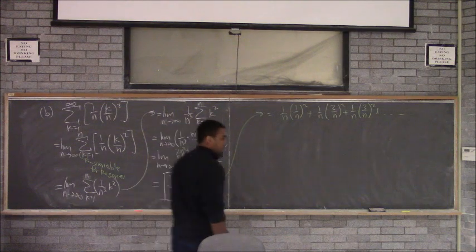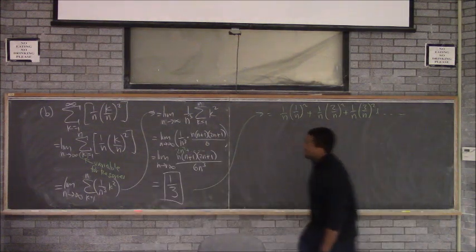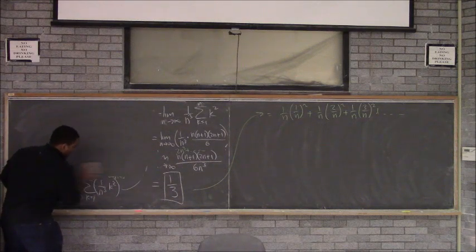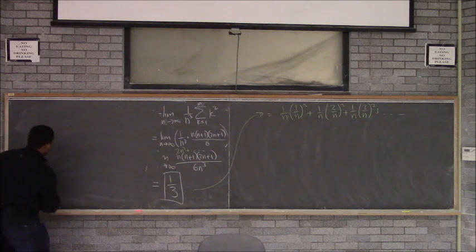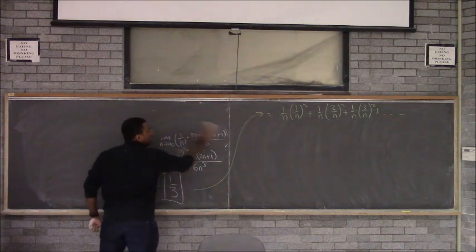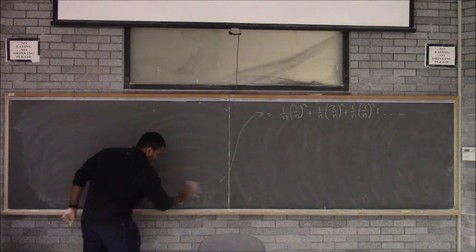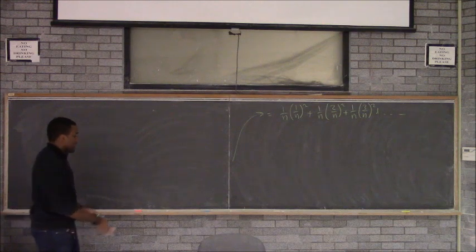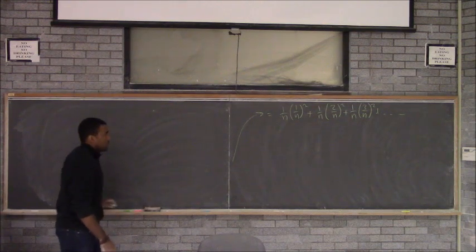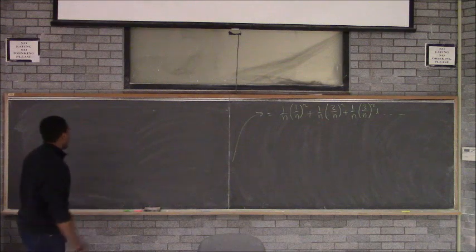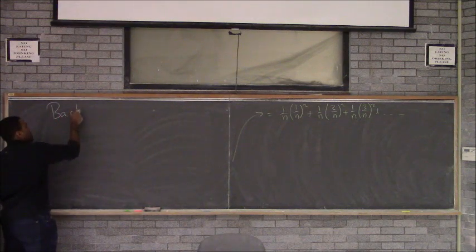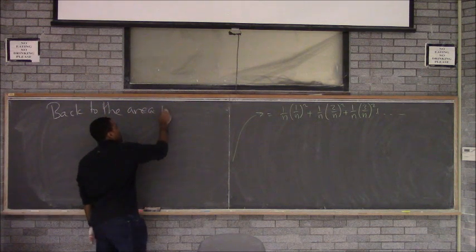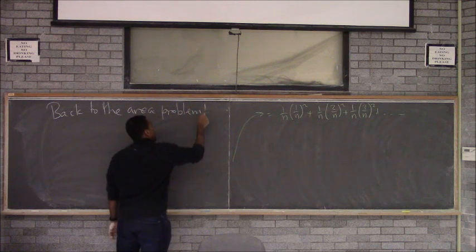How does this all help us? All right, let's go back. So that was just a small excursion in series, and like I said, it's going to be a big topic in Calc 2. If you take the 212 version, which I think everyone here has to take. Okay, what does that all mean? Back to the area problem. That was an important detour.